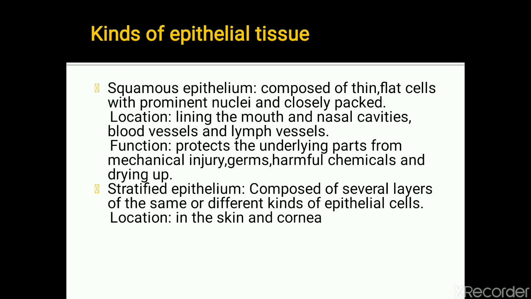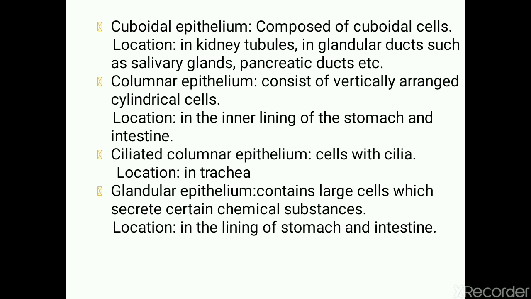Stratified epithelium is composed of several layers of the same or different kinds of epithelial cells, and they are found in the skin and cornea. Cuboidal epithelium is composed of cuboidal cells, and they are located in kidney tubules and in glandular ducts such as salivary glands, pancreatic ducts, etc.